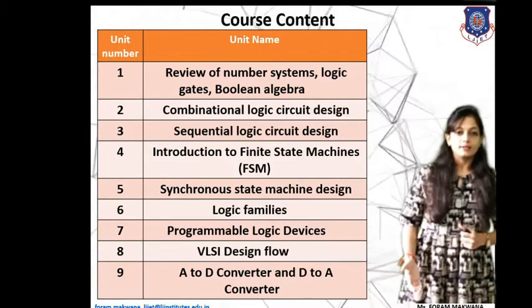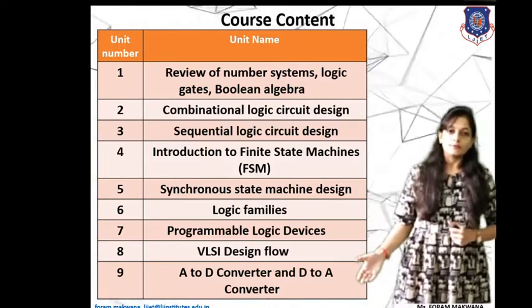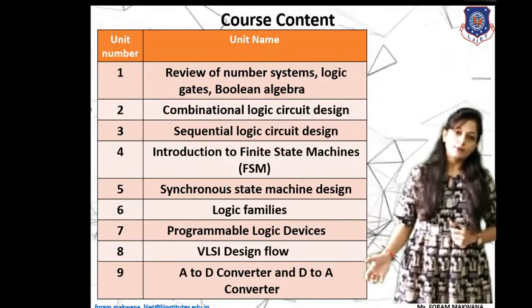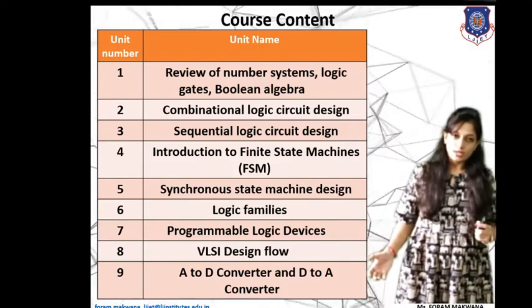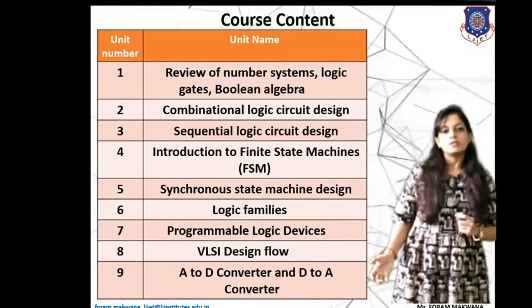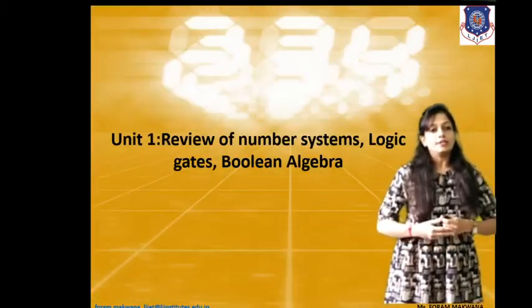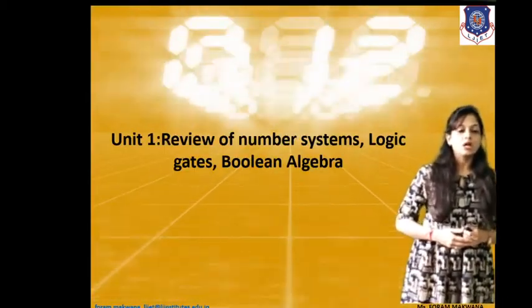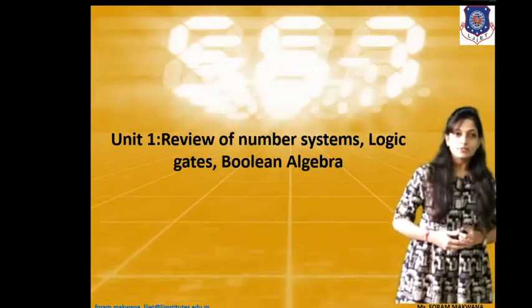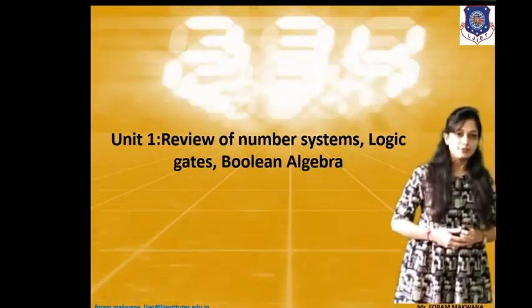Unit number 9, that is A to D converter and D to A converter. What do you mean by it? A to D means analog to digital converter and D to A means digital to analog converter. In today's session we will see a review of number systems, logic gates, and Boolean algebra.